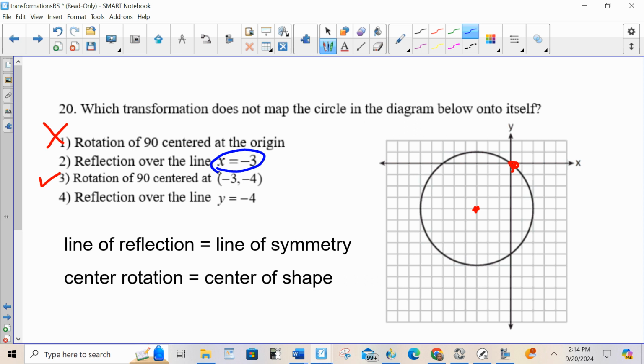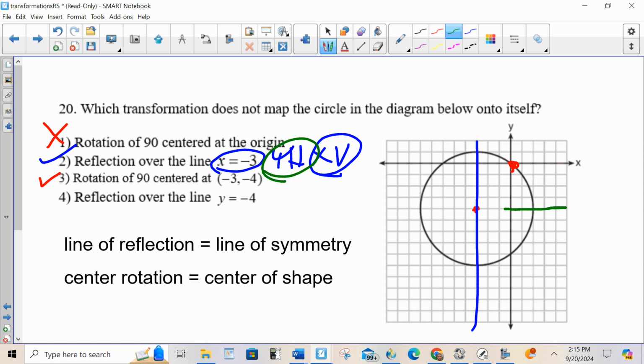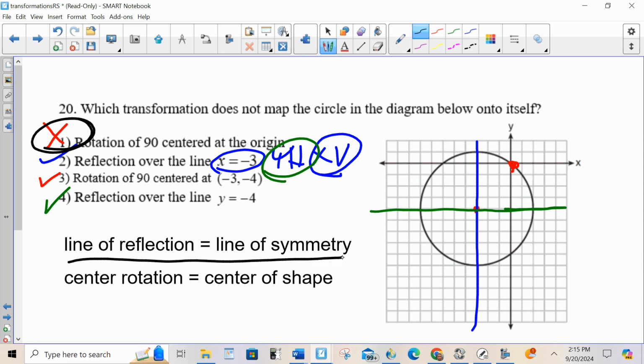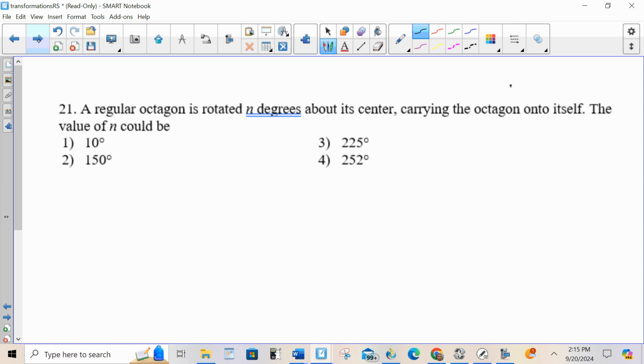X equals -3. Well, again, Yancey has X-ray vision. X equals a vertical line at -3. Line of reflection equals line of symmetry. Is that a line of symmetry? Yes. Y equals -4, a horizontal line at -4. Is that a line of symmetry? Yes. Which of them does not map the shape onto itself? Choice 1. Line of reflection equals line of symmetry. Center of rotation equals center of shape. Which brings us to the next part of the song.